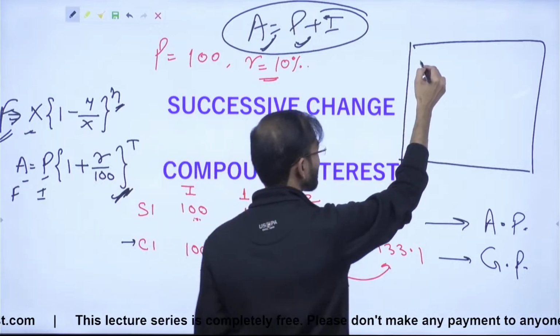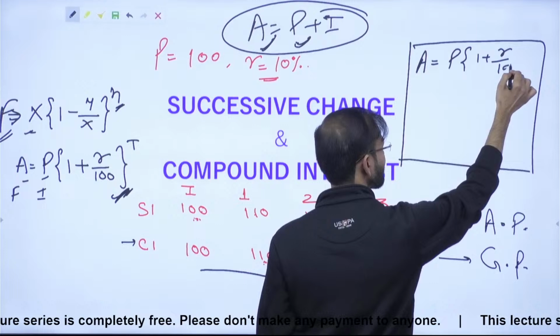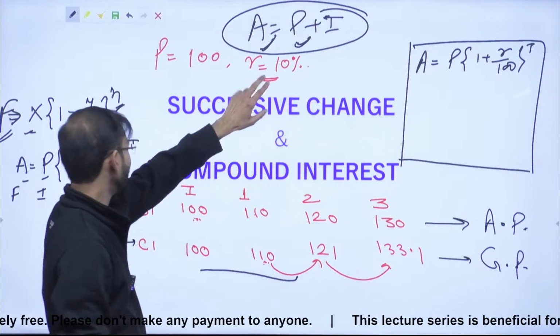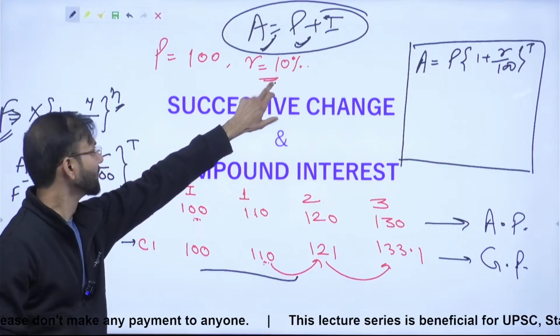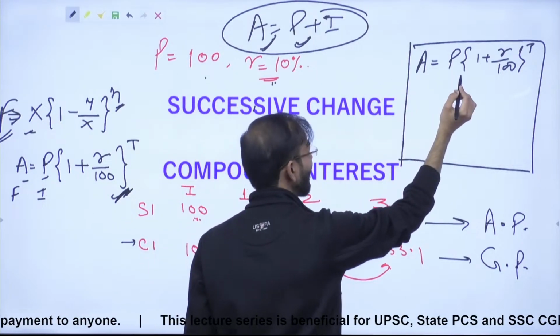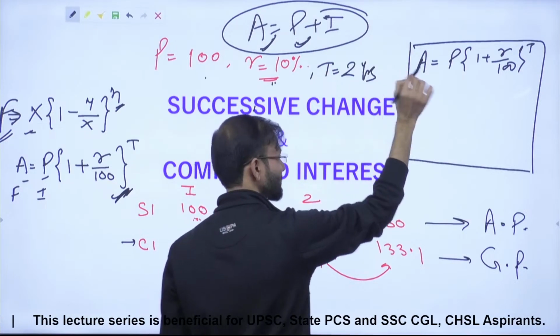This formula says what? A is equal to P into 1 plus R by 100 raised to the power T. Fine? Clear? What we have assumed is R as 10 and P as 100. Fine? And let's say T is 2 years or 3 years or 4 years and so on, right?